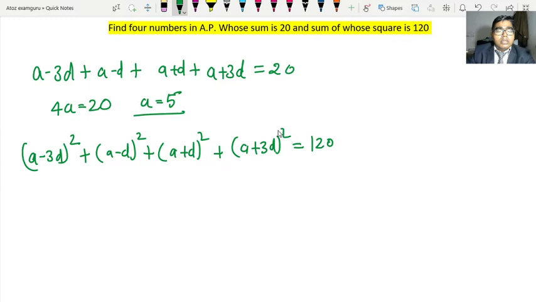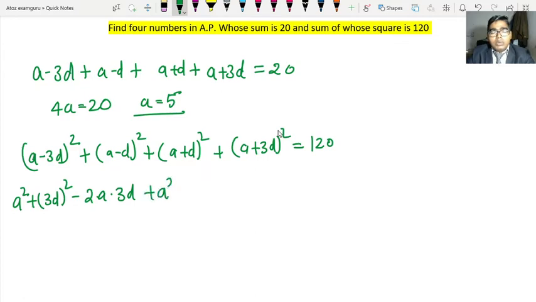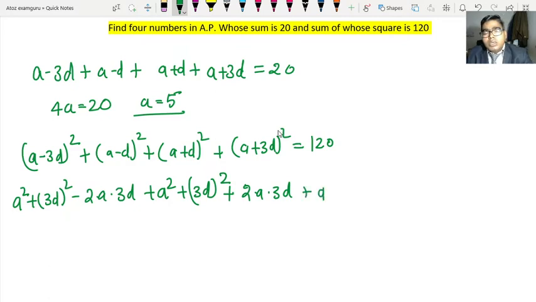Simply, you will get a square plus 3d whole square minus twice a into 3d. Similarly, write it side by side so it is easy: a square plus 3d whole square plus twice a into 3d, then a plus d whole square, a minus d square. You will get a square plus d square minus 2ad plus a square plus d square plus 2ad.